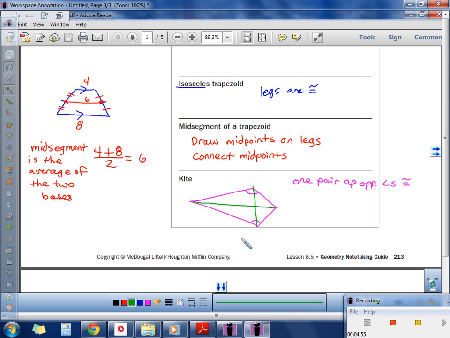What are these things called in green? Those are diagonals. Do the diagonals bisect each other? Well, this long one bisects the short one, but does the short one bisect the long one? No. So we can't say diagonals bisect each other. However, we can say diagonals are perpendicular.